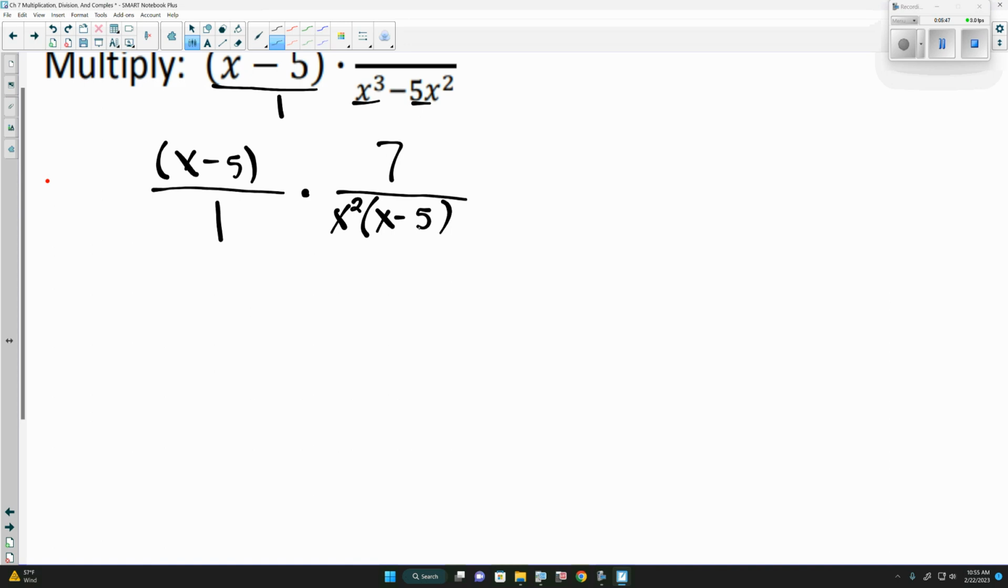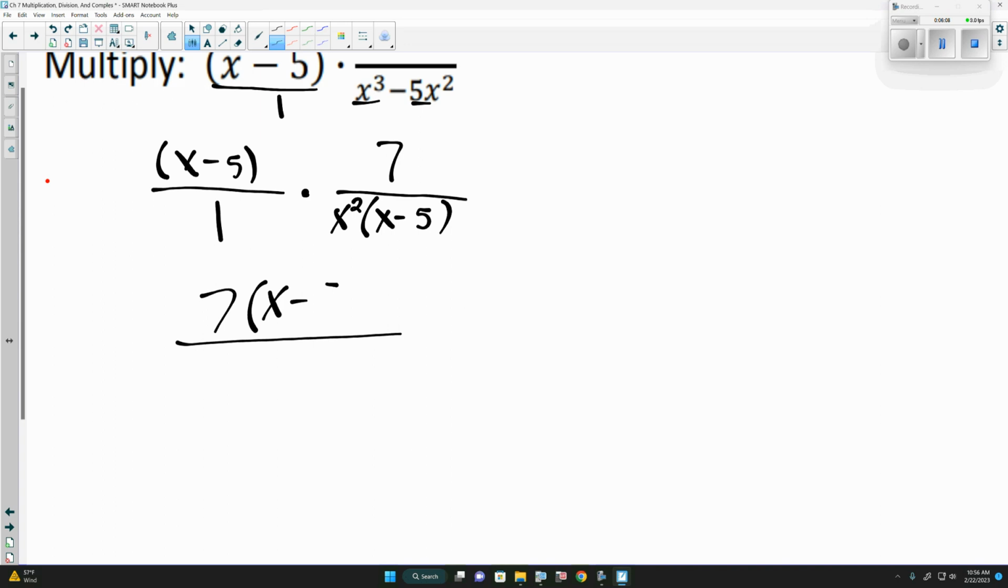Now, the next thing we can do is multiply these together. If there are monomials, single terms that we've factored out, we want to put those in front, multiplied together in front. So on top, the only term that's outside the parentheses is the 7.